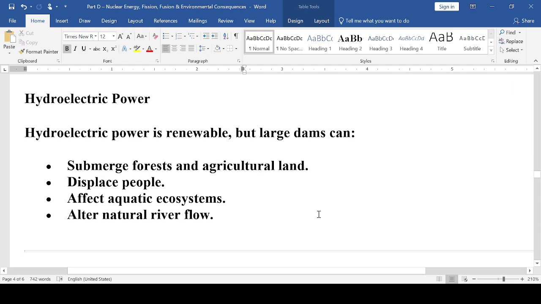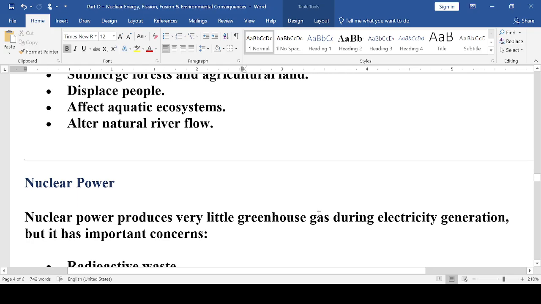It is renewable, but large dams can... what can large dams do? They will submerge the forest and agricultural land. To construct large dams, we need to displace the people. It will affect the aquatic ecosystem and it will alter natural river flow. These are the limitations over here.